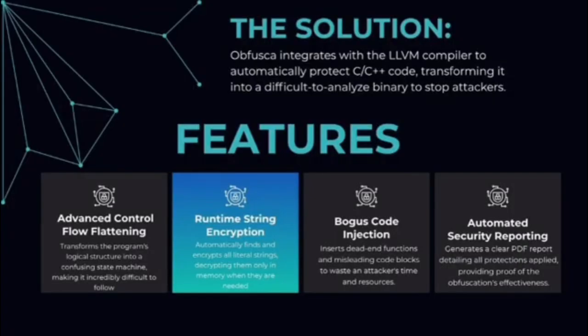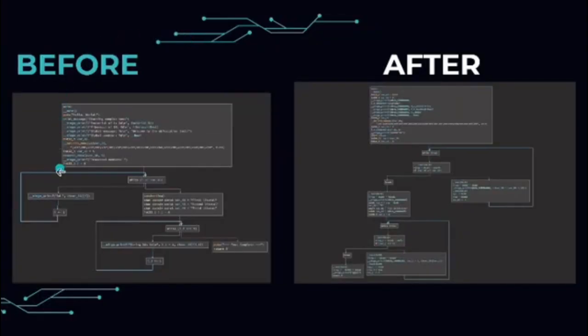So, what did we just do? Obfusca is an LLVM-based tool that automatically transforms C++ code into a protected, difficult-to-analyze binary. It integrates directly into the compilation process and applies layers of powerful security, making it a nightmare for attackers to understand the program's logic. Let me show you a visual representation of the transformation.